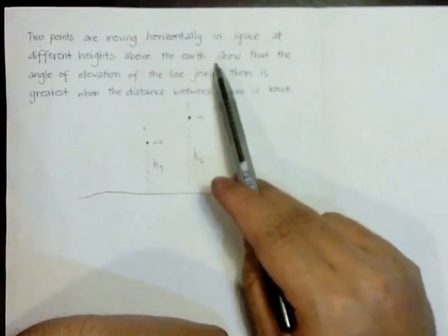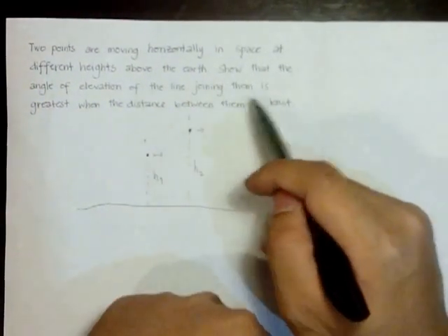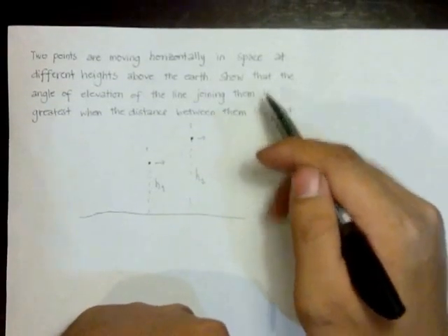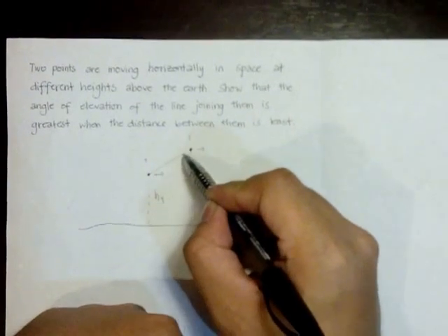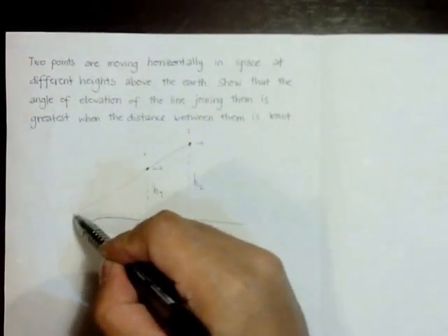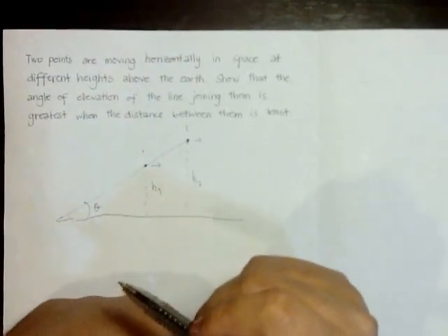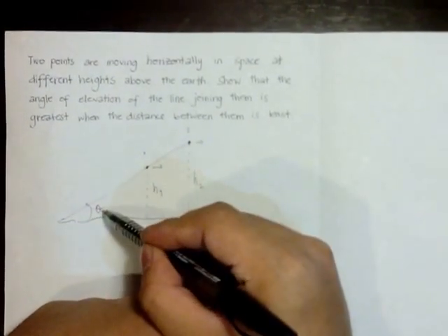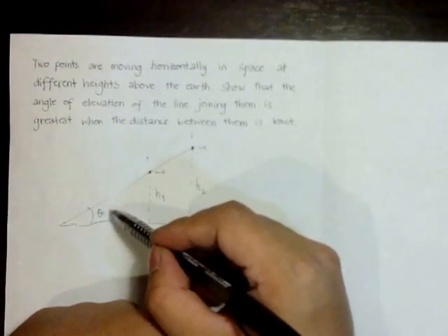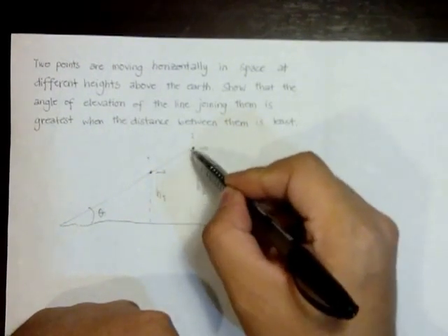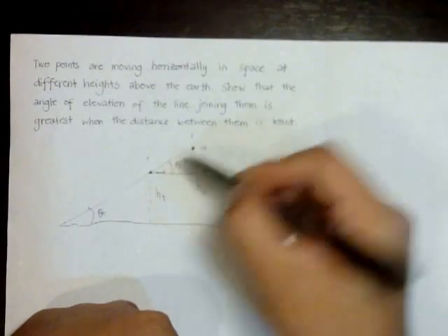In the second sentence, we have to show that the angle of elevation of the line joining them is greatest. So if we connect the line joining the 2 points and extend it to the ground, or to the surface of the earth, this will form an angle. This is the angle of elevation theta, which is also a variable.